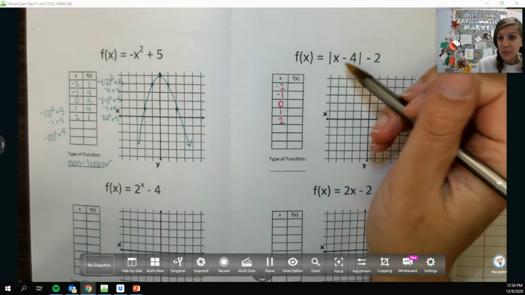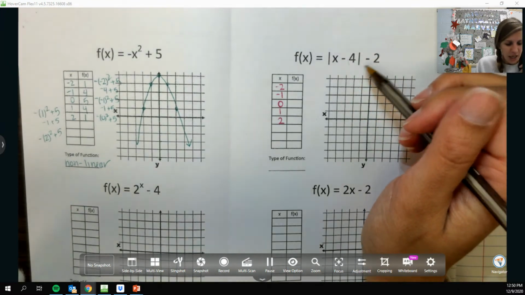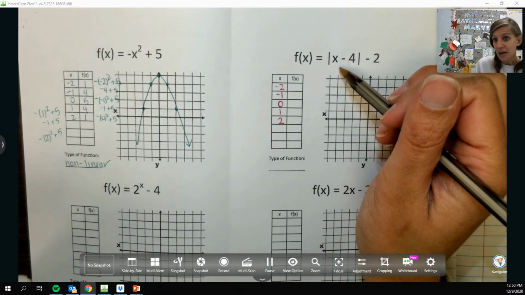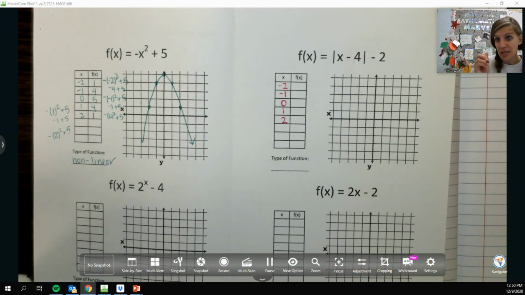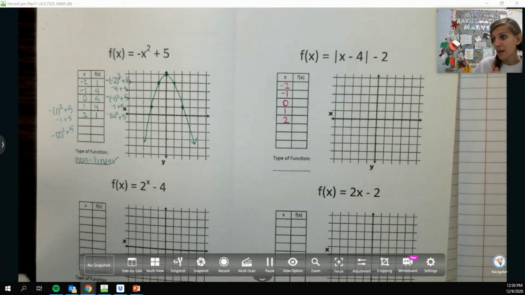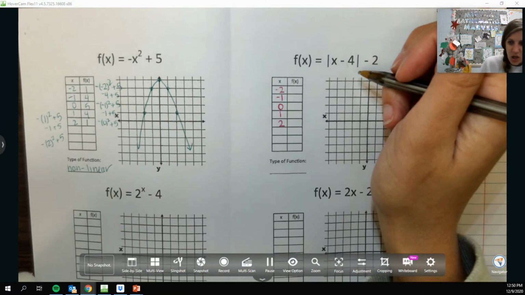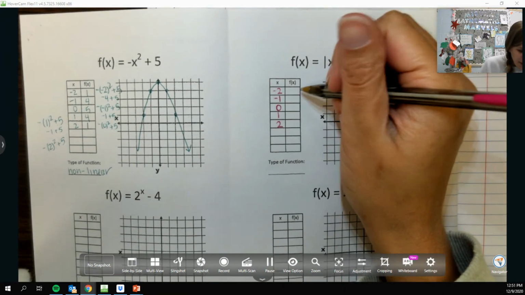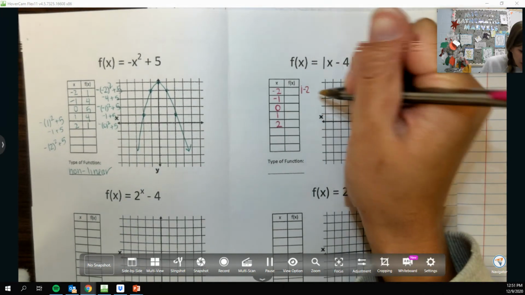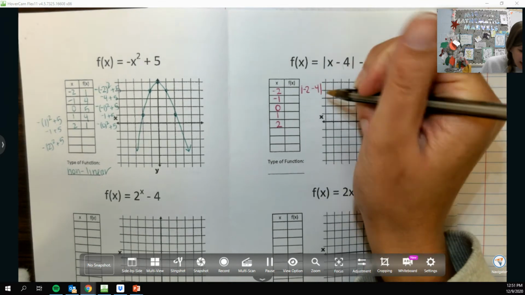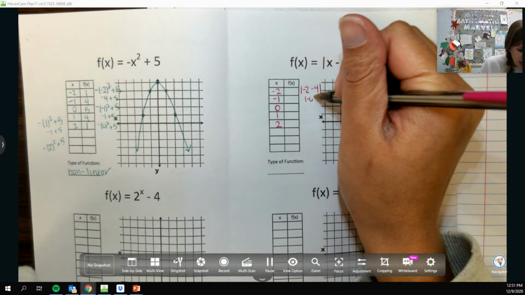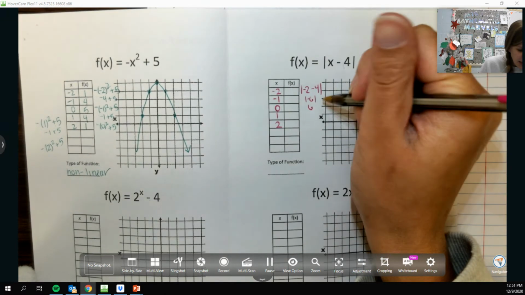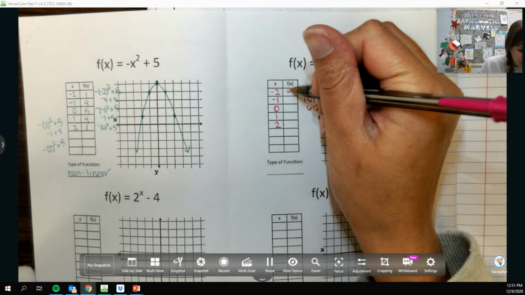Now, these bars we talked about briefly before. Those are absolute value bars, and they're kind of like parentheses where I should do what's inside them first, and then I make them positive. So if I plug in -2, I'm going to do -2 minus 4, which is -6, but the absolute value of that is 6, and then I'm going to subtract 2 for 4.